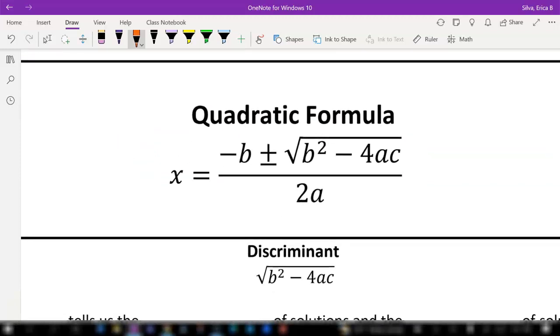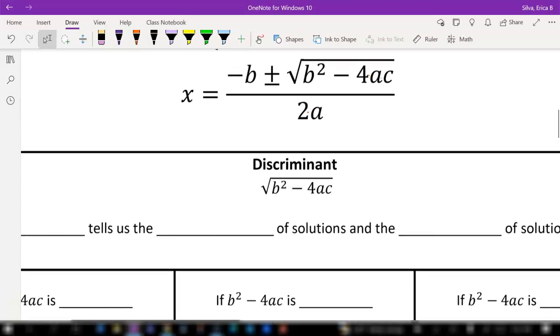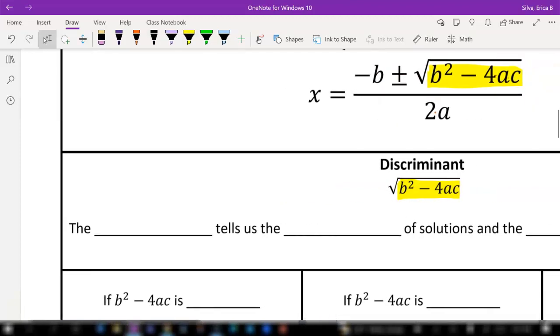This is the quadratic formula. You might remember it from your freshman year. It's negative b plus or minus the square root of b squared minus 4 times a times c, divided by 2 times a. And our discriminant is everything under the radical. So in this case, it's only this highlighted region that is under that square root sign.